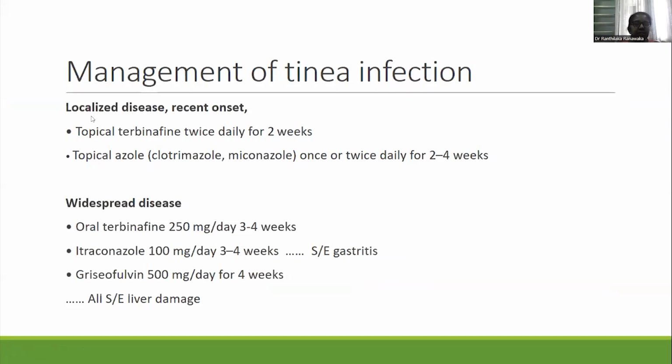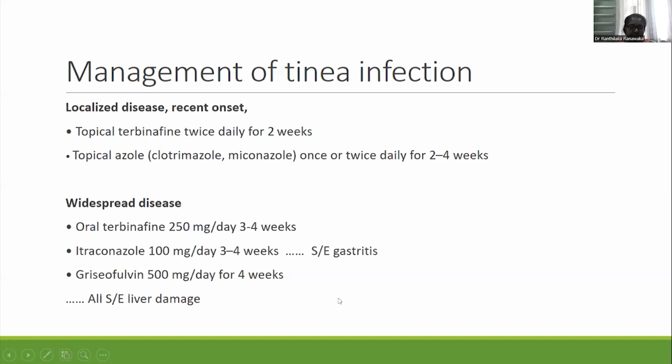If the lesion is localized or of recent onset, a new lesion, we can treat with topical antifungals, topical terbinafine or topical clotrimazole, miconazole. They have to apply it for 2 to 4 weeks. But nowadays, topical treatment is not enough. Most of them have widespread disease. So we have to give oral terbinafine, 250 milligram daily for 3 to 4 weeks.